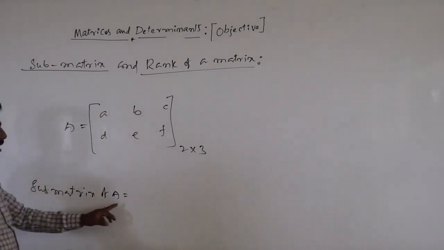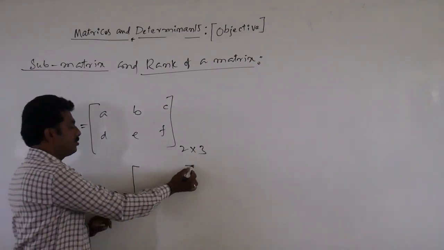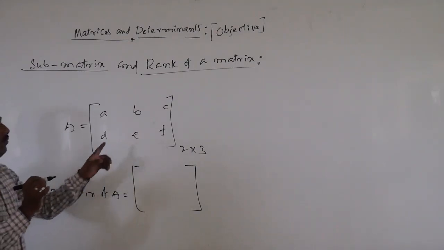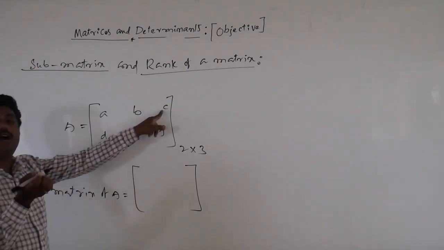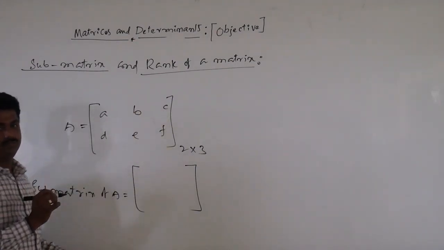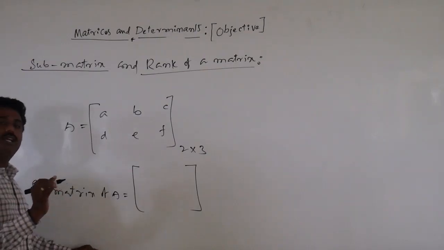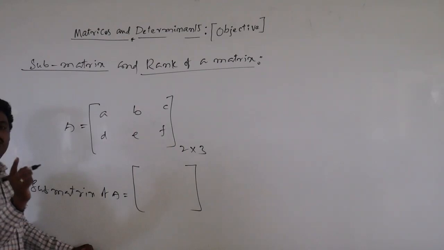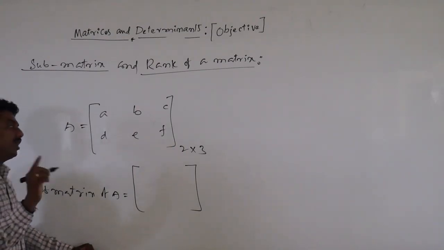It is also a matrix obtained by deleting a finite number of rows or columns or both. Rows or columns, both we can delete, or one column, two columns, or one row, two rows also we can delete.